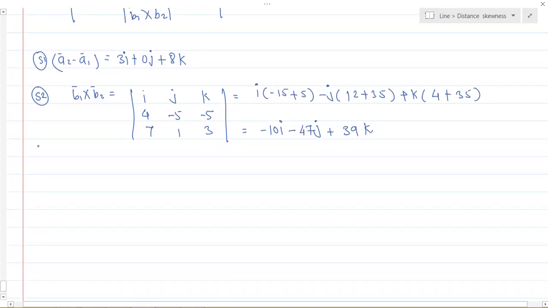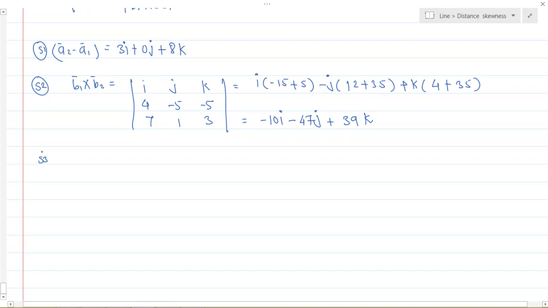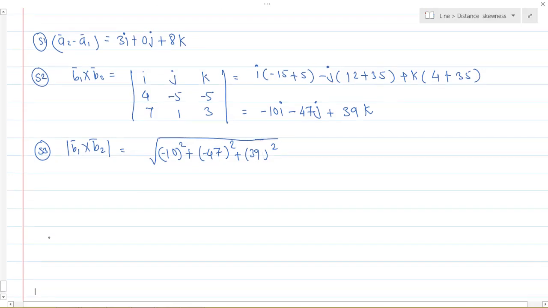Let's find out its modulus value. So step number 3 is to find out the modulus value of B1 bar cross B2 bar. So this is nothing but the root of minus 10 square plus minus 47 square plus 39 square. Okay. Now how to find out the squares? I have already given you the beautiful trick.